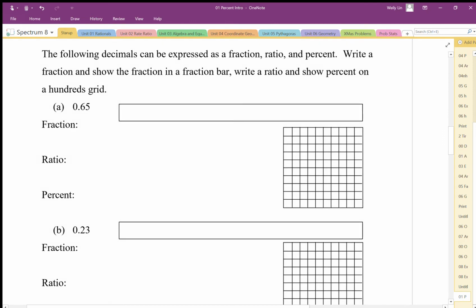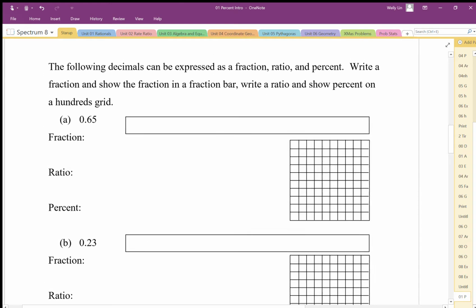So it's important to recognize that a percentage really is just a fraction. It's a ratio to 100. Okay? These things are all the same, and we should be able to express them in their various forms.